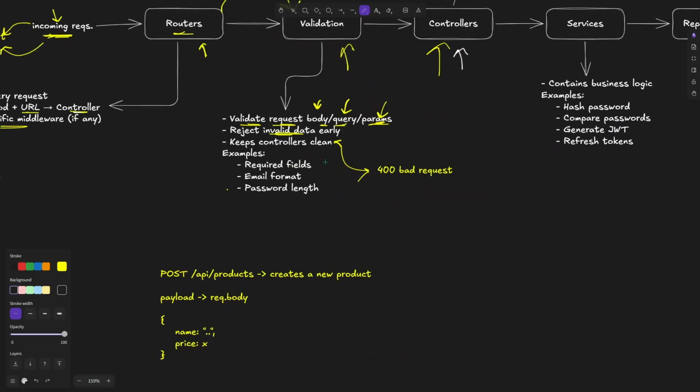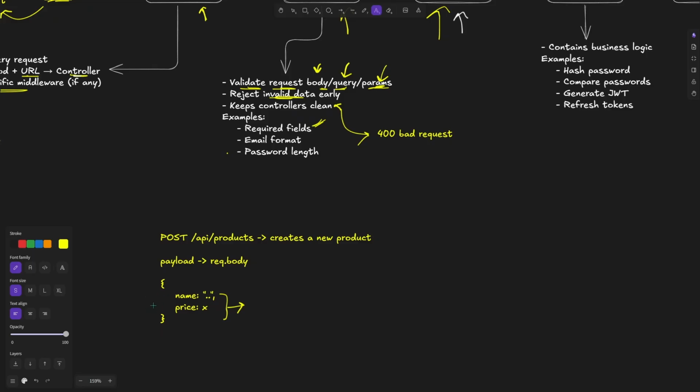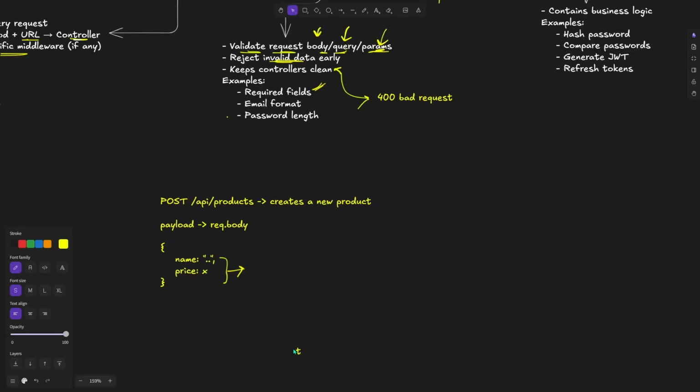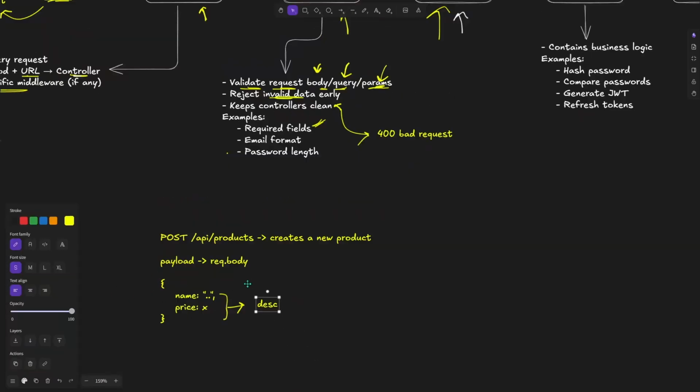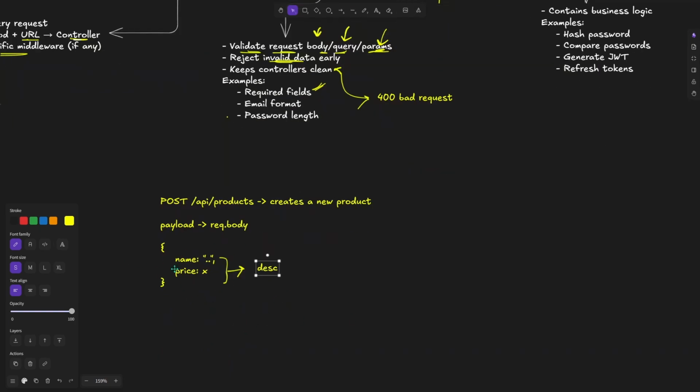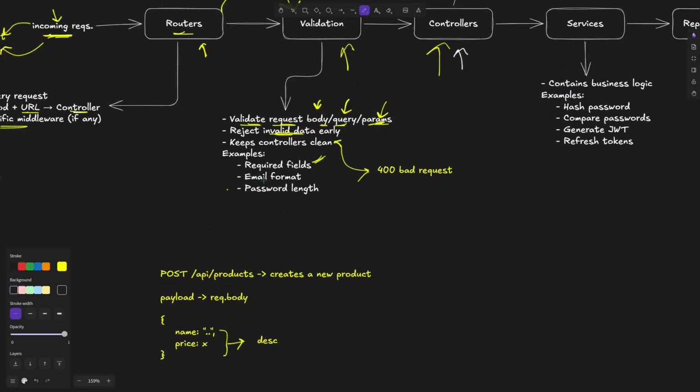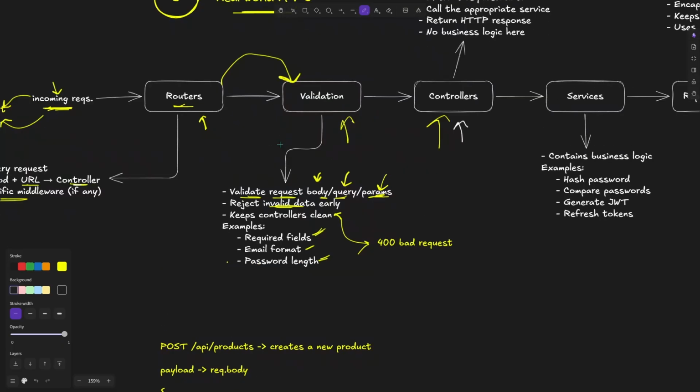So here you can validate if there are any required fields in this payload. As you can see, you passed name and price, but let's say that you also had to pass another thing, which is the description, right? But you can see that description is not over here, so that is why it is an invalid request. So you can check your required fields, then you can check the format of the email being sent, you can check the password length, you can do a lot of validation, and everything will be implemented in this validation layer.